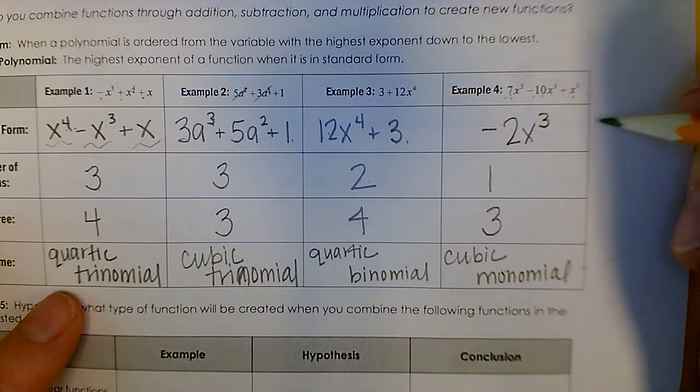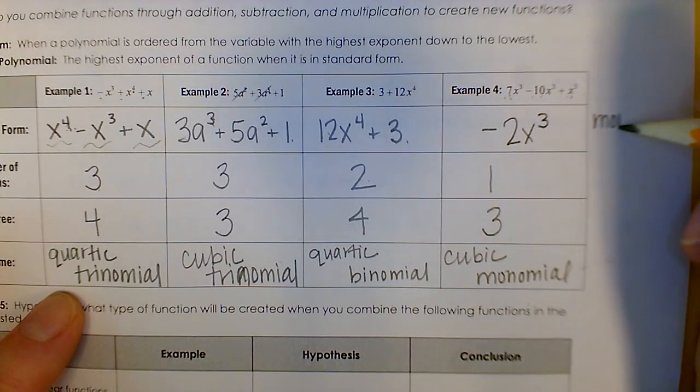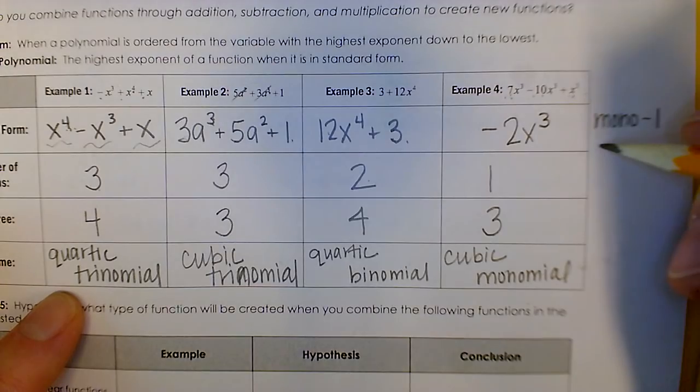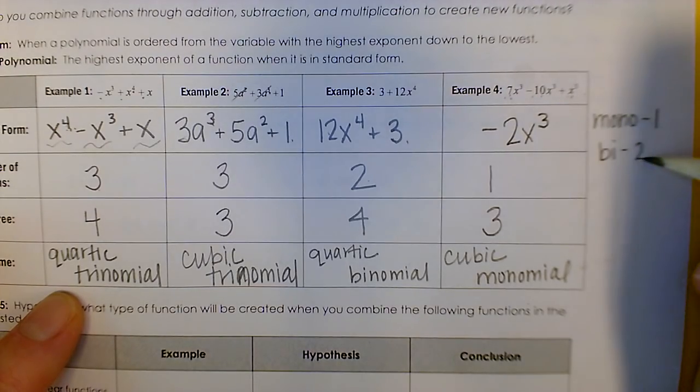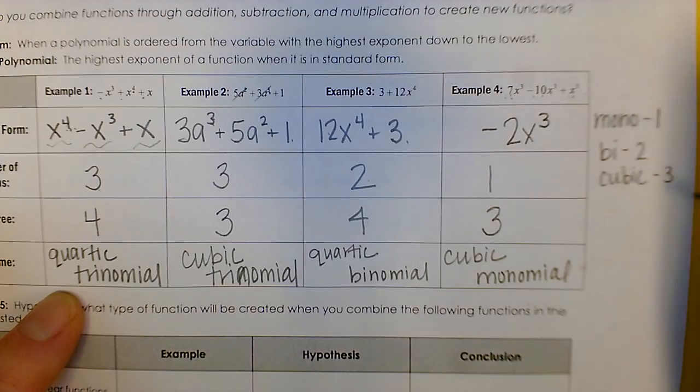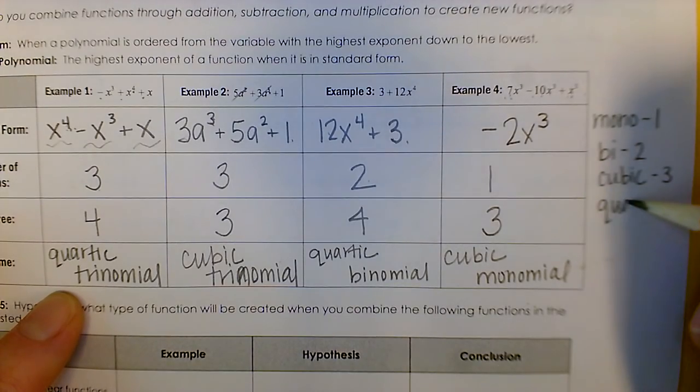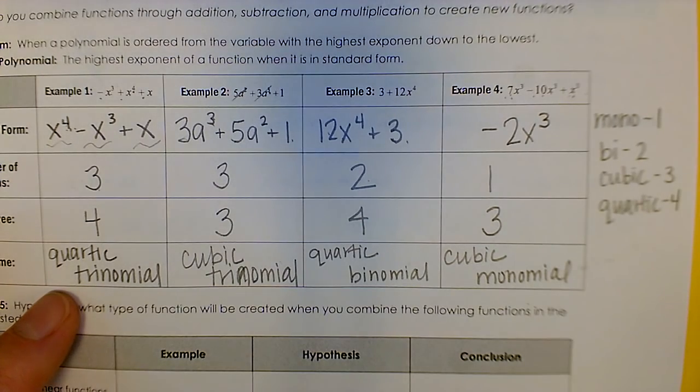Okay? Remember, mono is 1, bi 2, cubic 3, quartic 4. So there's the basics right there for you.